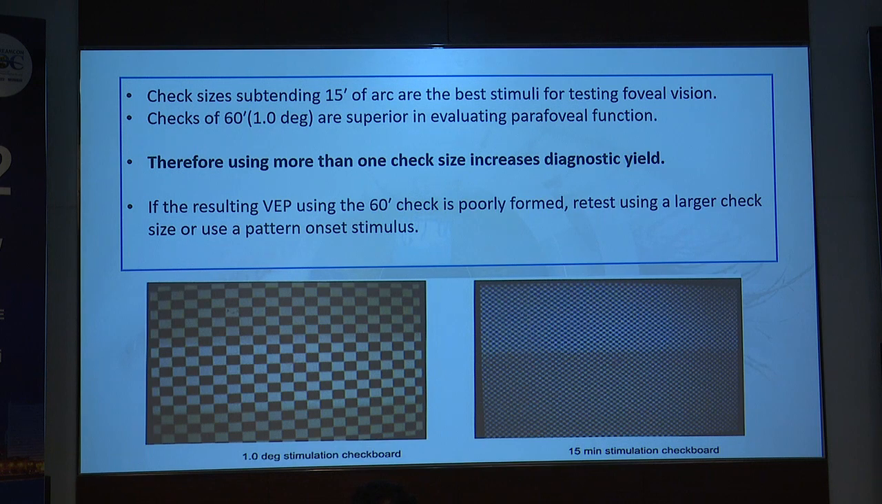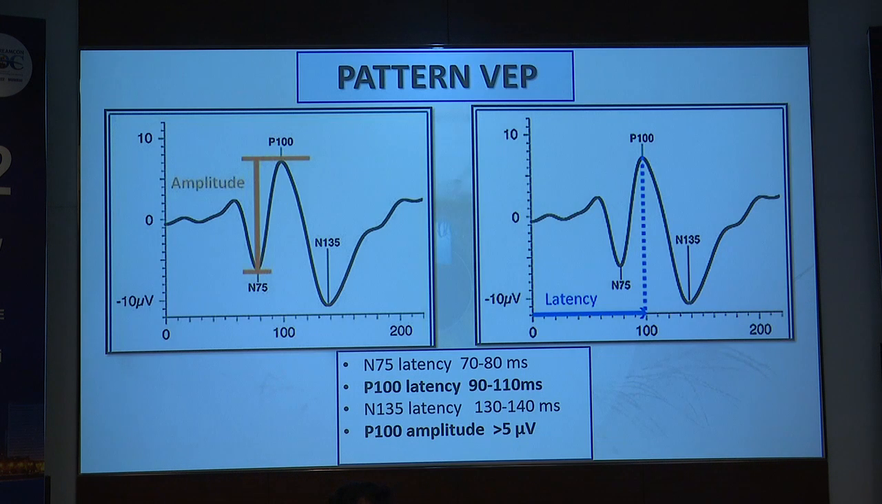Now, the check sizes subtending 15 minutes of arc are the best stimuli for testing foveal vision. And checks of 60 minutes or 1 degree are superior in evaluating the parafoveal vision. Therefore, using more than one check size increases the diagnostic yield. If the resulting VEP using the larger check is poorly performed, then we have to use a still larger check than that or use a pattern onset stimulus.